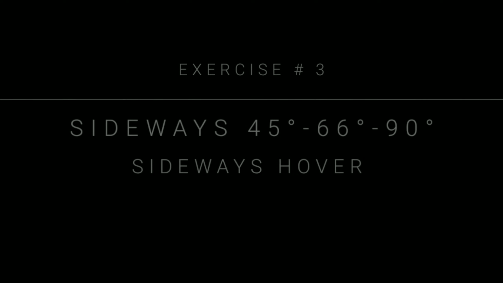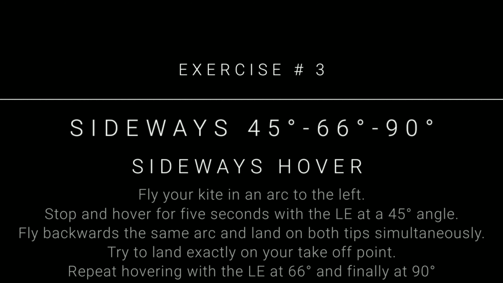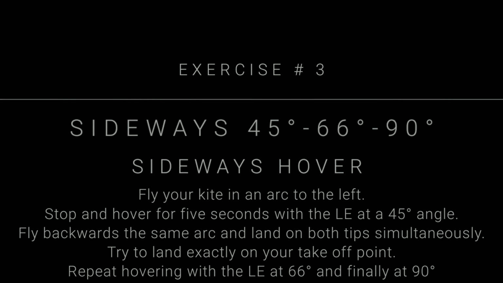Okay, on to sideways hovers. Fly your kite in an arc to, let's say, the left. Stop and hover for 5 seconds while the leading edge is at 45-degree angle. Fly backwards, reversing the arc, and land on both tips simultaneously. Try to land exactly where you launched. Repeat the hovering with the leading edge at 66 degrees and finally at 90 degrees.